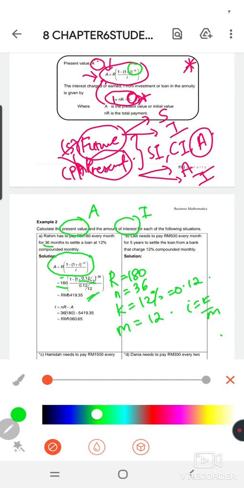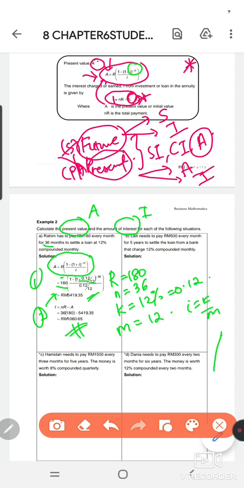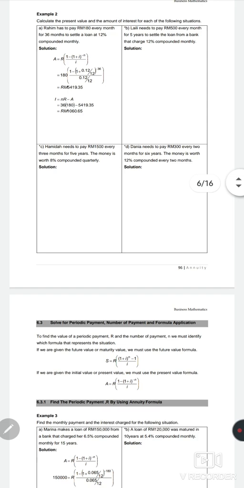So you get the value of present value of an annuity. Okay, then next one we can find the interest by using formula NR minus A. So your N is 36, your R is 180 minus A, value A ni yang kita dapat kat sini, so you get the value of interest. Okay, so this one for contoh calculation untuk present value of an annuity. Okay, B pun you can try solve it for B. Okay, for C, this one.